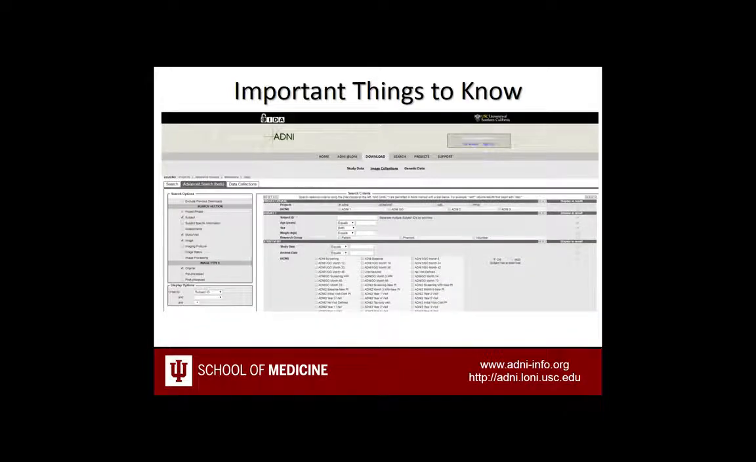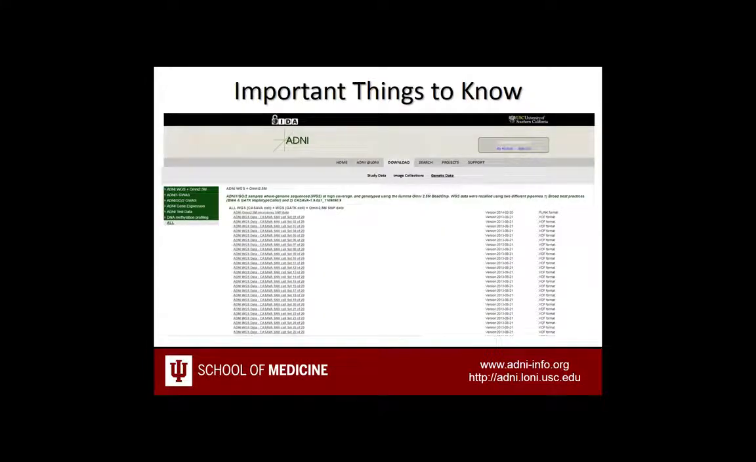If you actually wanted to be a go-getter and get some of the imaging scans, you would go to download image collections. And there you can actually search what kind of image you want, what visit you want, and other types of search functions.